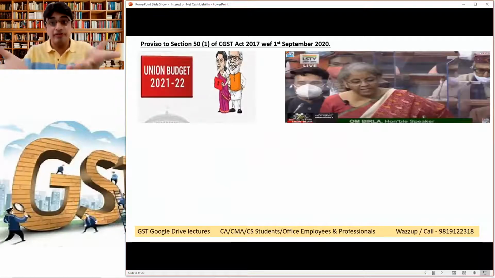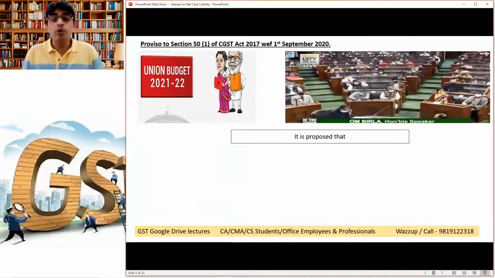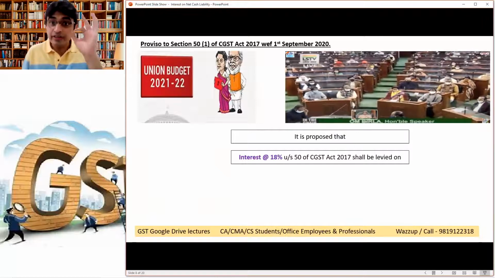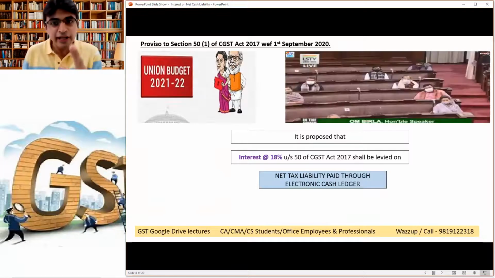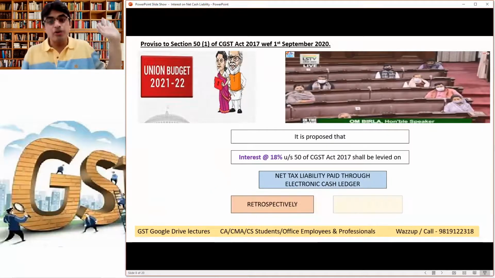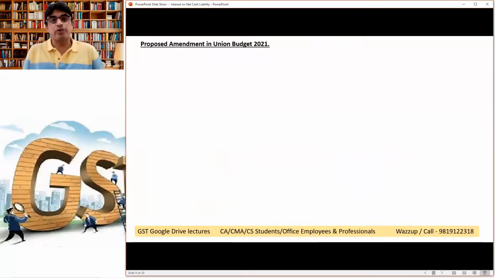In Union Budget 21-22 itself, it is proposed that this interest at the rate of 18% under Section 50 shall be applicable only on net cash liability, net GST liability, and that also retrospectively with effect from 1st July 2017. So finally, not only in the GST Council meeting, now in the budget they have said this, it is proposed. So now there won't be any issue. अब आपको interest applicable होगा only on net cash liability and retrospectively.